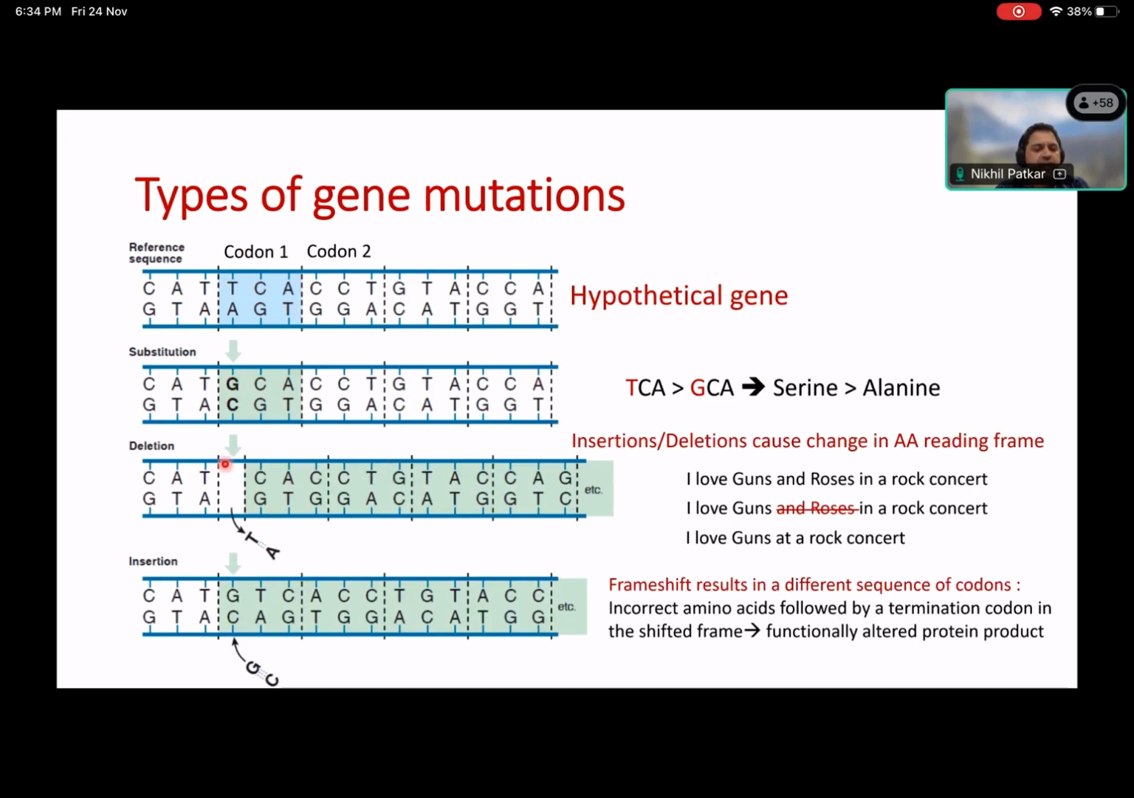You can also similarly have deletions or insertions in the amino acid reading frame. Here, instead of a TCA, the T gets deleted, and therefore the reading frame shifts by one nucleotide towards the left, as a result of which the entire coding sequence downstream of this deletion or insertion gets changed.